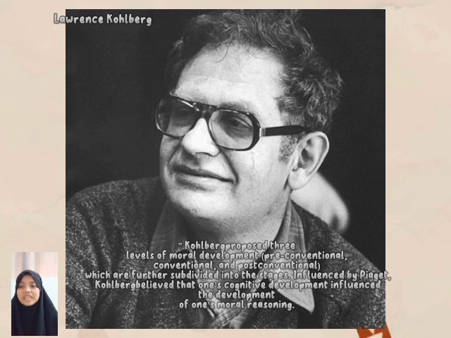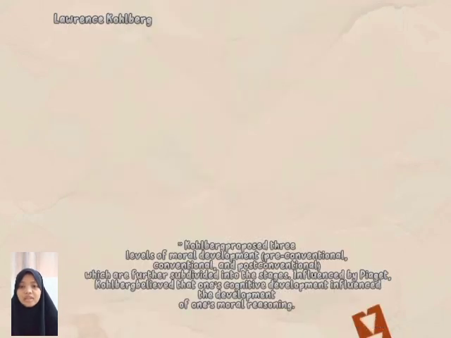Kohlberg said, right action tends to be defined in terms of general individual rights and standards that have been critically examined and agreed upon by the whole society. Kohlberg proposed 3 levels of moral development. The first one is the pre-conventional, conventional, and post-conventional.